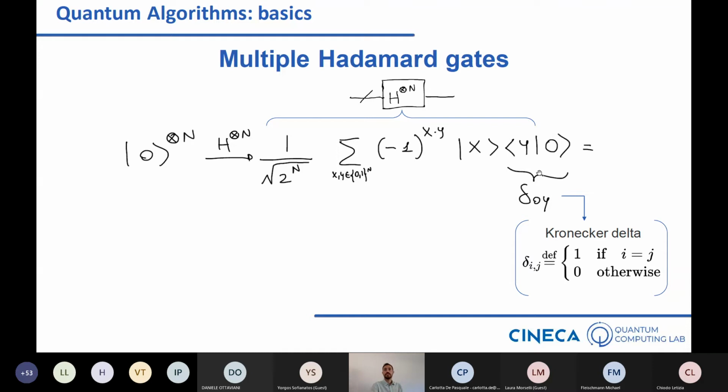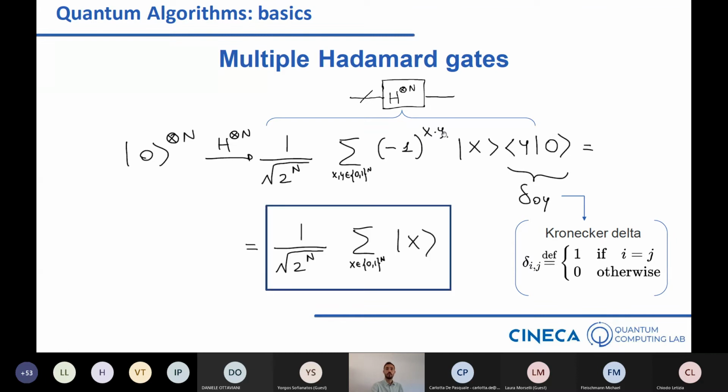So what happens is that y gets equal to 0. So also here in the exponent, we get x times 0, which means that this term is equal to 1. And we are left with the normalization and the sum over x. So y goes away because it's 0. Okay, so we are left with just this sum here. Keep in mind the action of the Kronecker delta. Whenever you have this kind of thing here, you get a Kronecker delta.